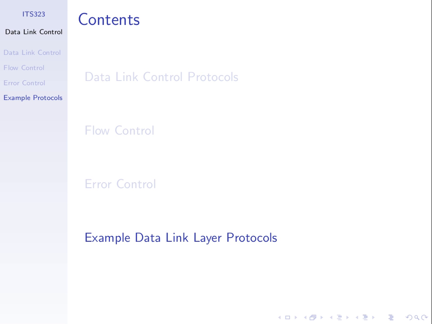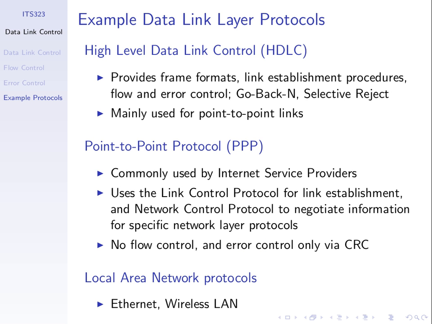These are just some names of some real protocols, but there are many others. HDLC is a common one. They use go back N and selective reject. Point-to-point protocol has no flow control, and although we didn't cover it, uses CRC for error control. But there are others. Specifically, when we look at wired LANs and wireless LANs, we see some of those mechanisms in place.